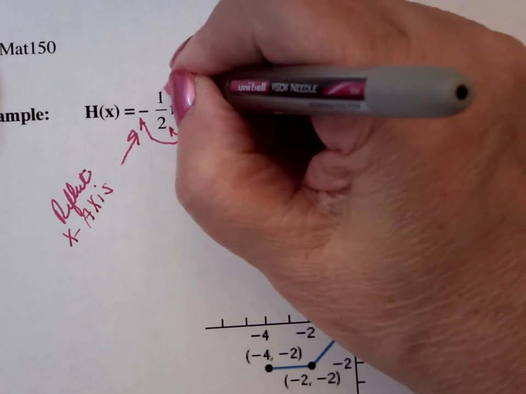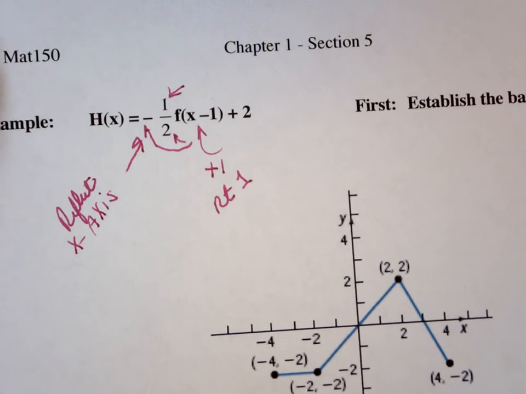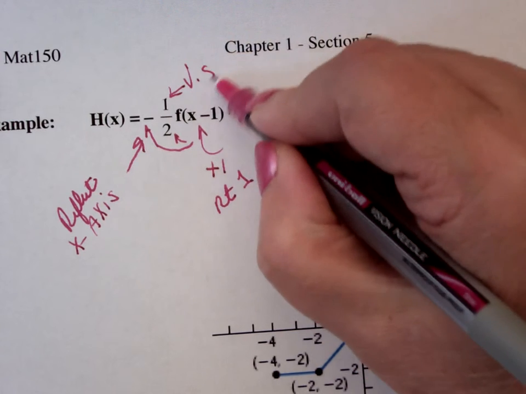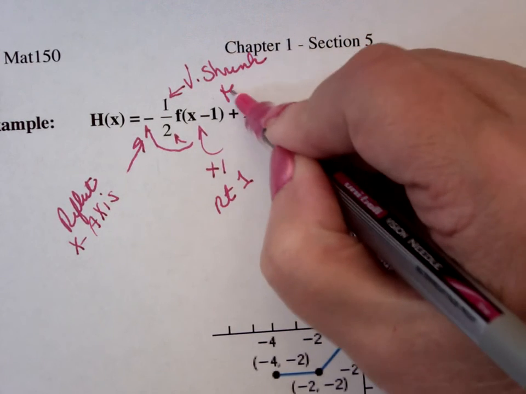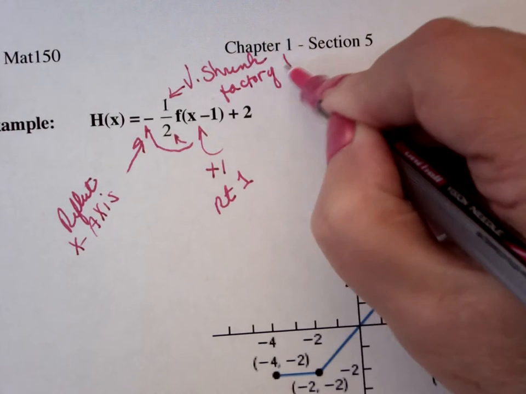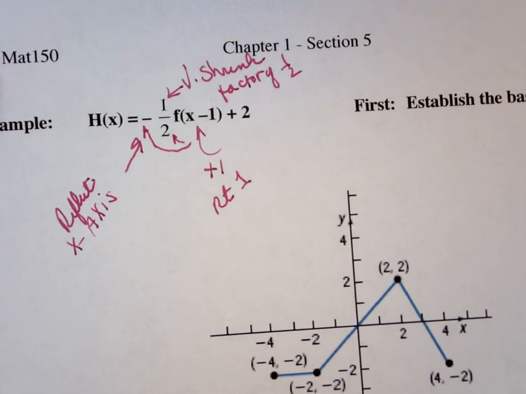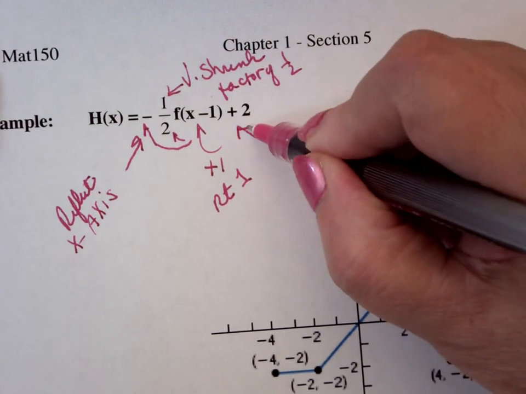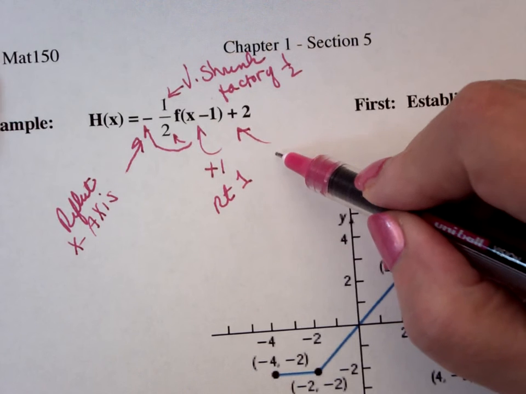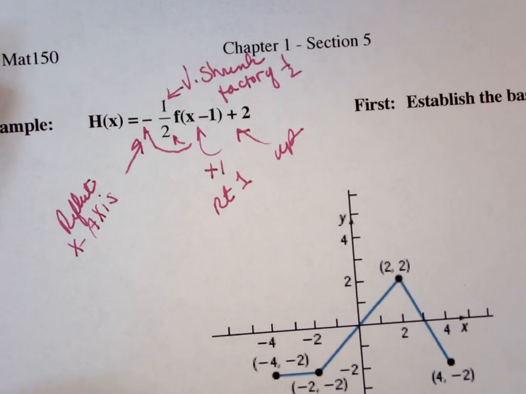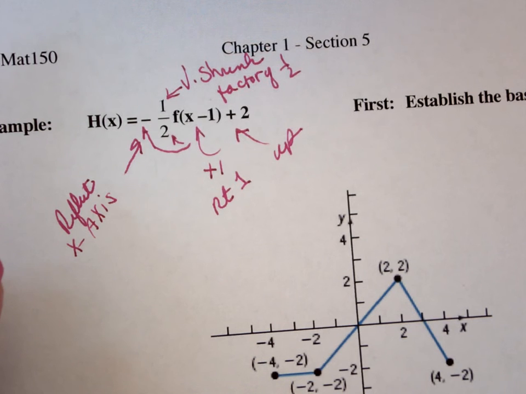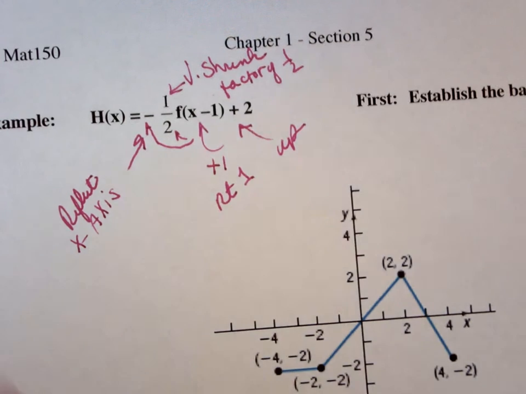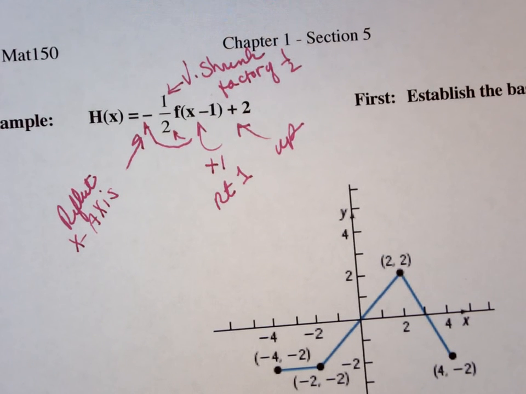And I've got a one-half there. And what's the one-half do? What kind of a shrink? Vertical. I wouldn't put factor of a half in there. I did, but I wouldn't at that point. And then finally, I'm done with the front. I come to the back, and it's what? So it's going to be up. So I have four of the six transformations in one problem.